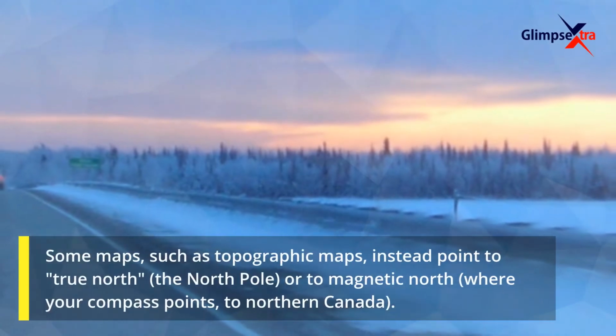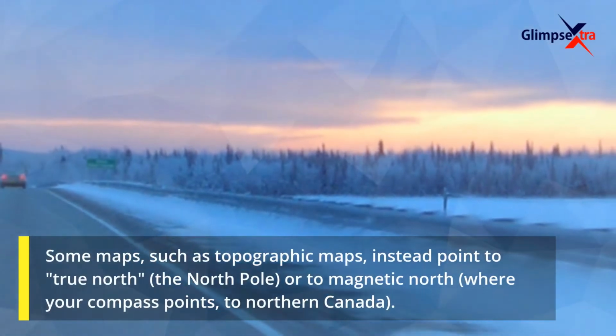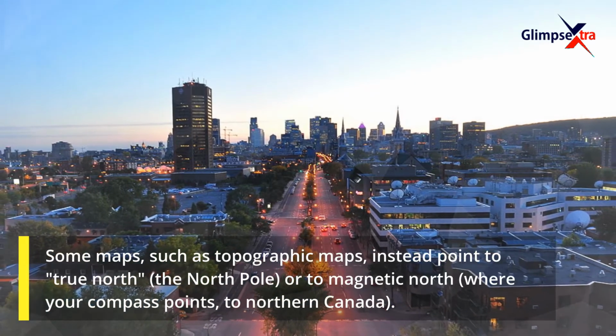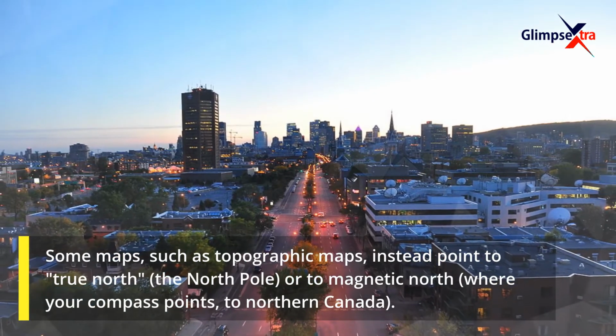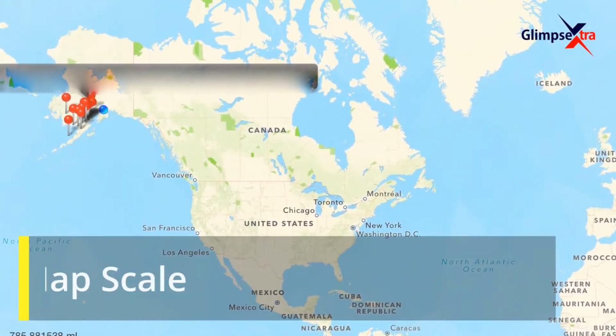Some maps, such as topographic maps, instead point to true north, the North Pole, or to magnetic north, where your compass points, to northern Canada. Map scale.